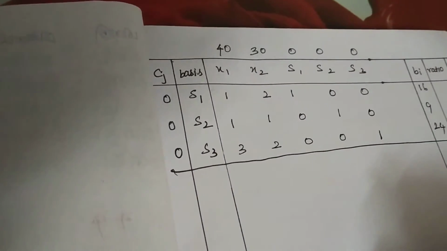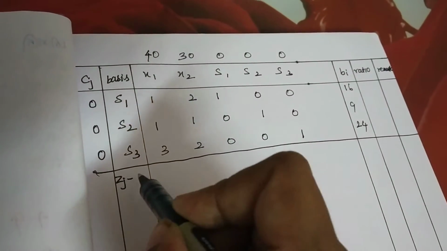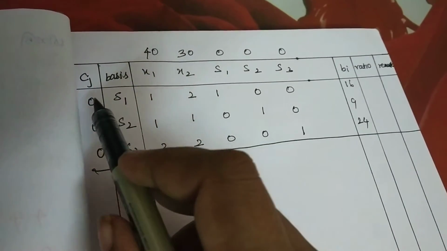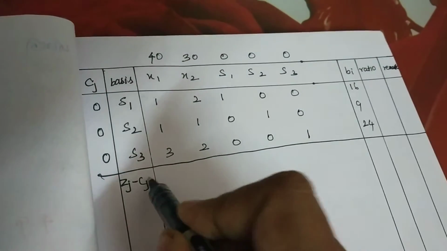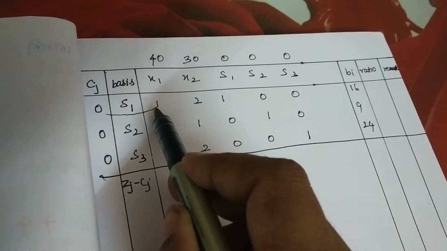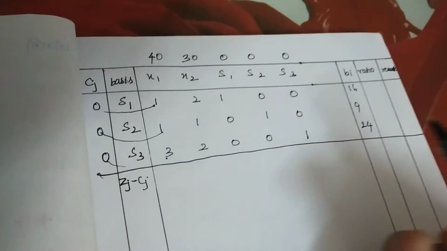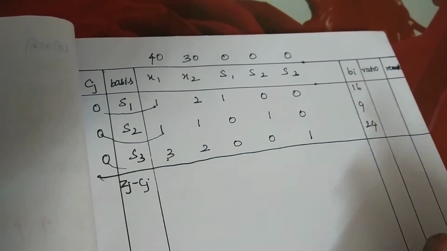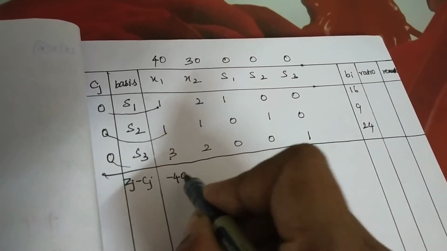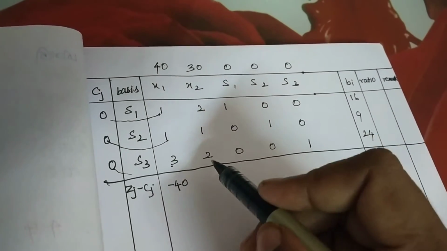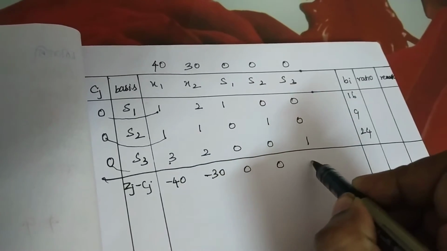So now we are going to find Zj minus Cj. Zj minus Cj is nothing but the sum of multiplication of the elements in the Cj column and the column's elements. So Zj minus Cj: 0 into 1 plus 0 into 1 plus 0 into 1, so that is equal to 0. In the first column always we will get 0 only. So 0 minus 40, minus 40. And then the second one also we get 0, so minus 30, and then 0, 0.